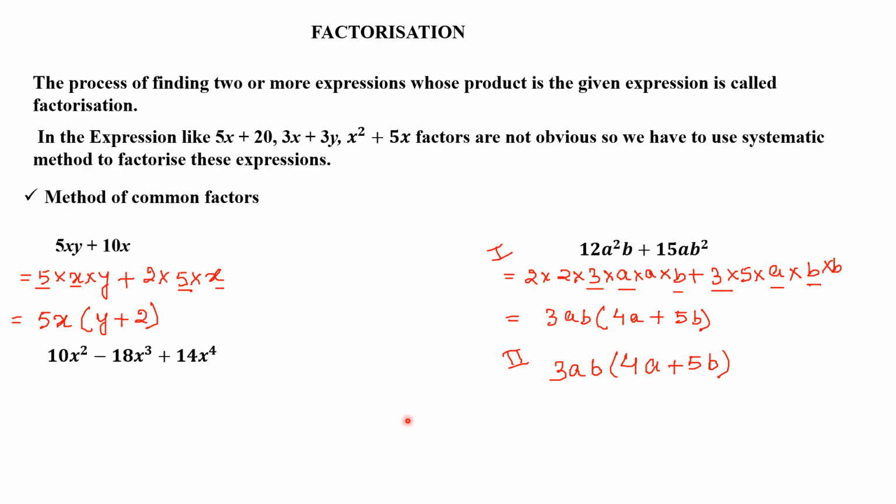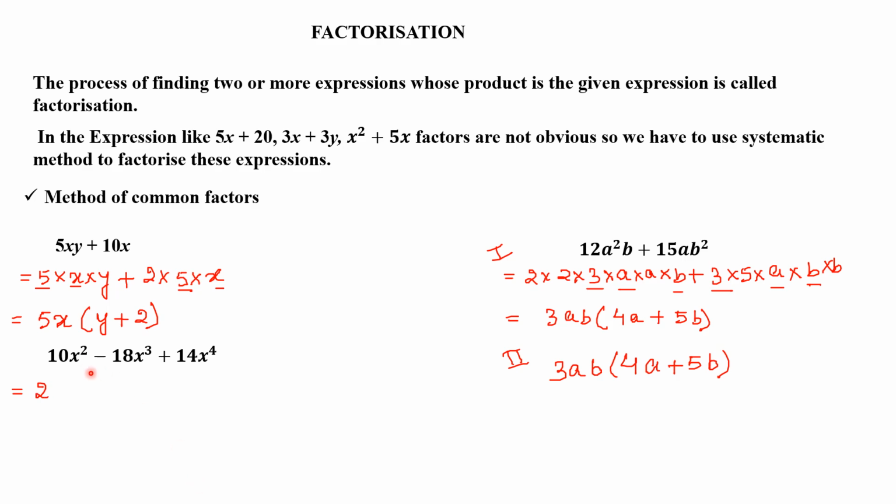Now let's take one more example. Here it is 10x square minus 18x cube plus 14x to the power 4. Let's find the highest common factor of 10, 18 and 14. All three are even numbers, so they come in the table of 2, isn't it? 10, 18 and 14, all three come in the table of 2. So their highest common factor is 2. Now the variable x is present in all the three terms.